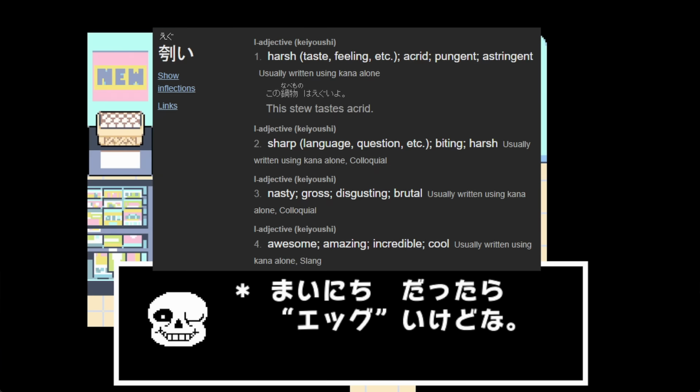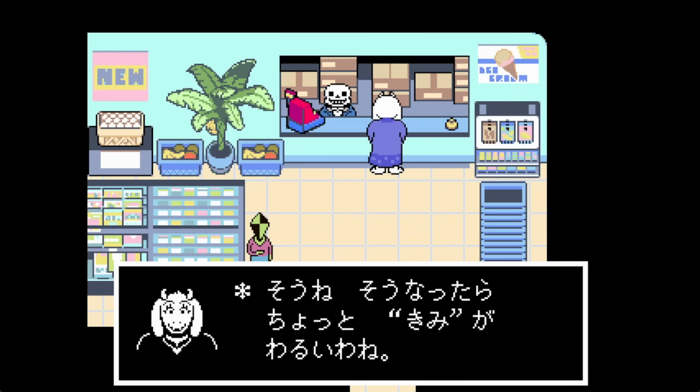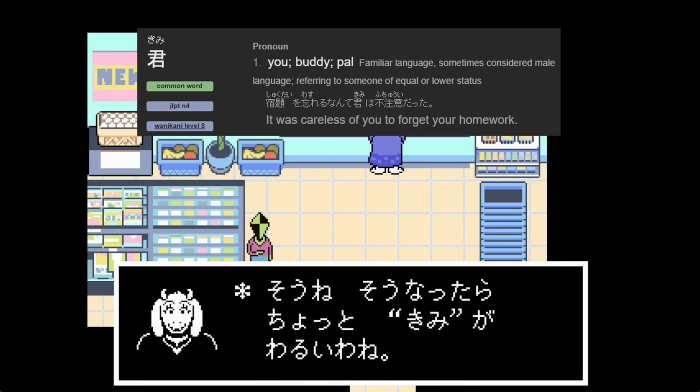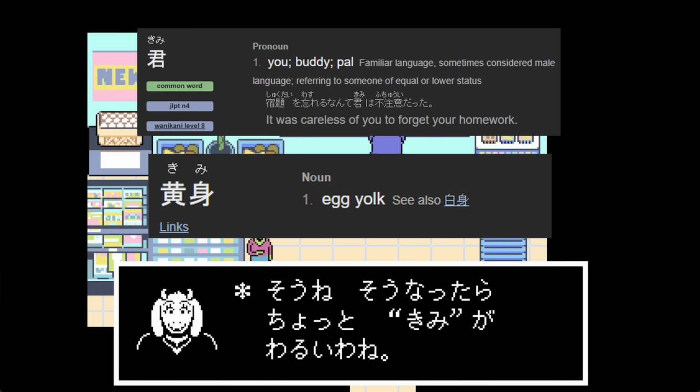Here Sans uses egui, but modifies the G into a double consonant to emphasize the egg pun. Egui. Yes, and it would be your fault too, would it not? Here Toriel is making a pun on kimi, meaning you, and kimi, meaning egg yolk.